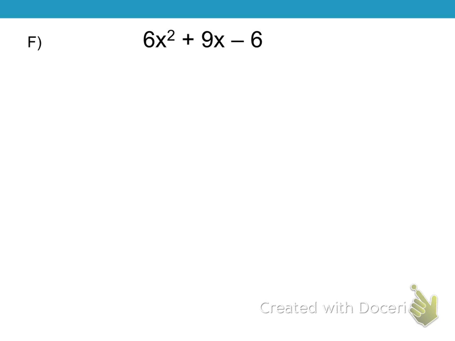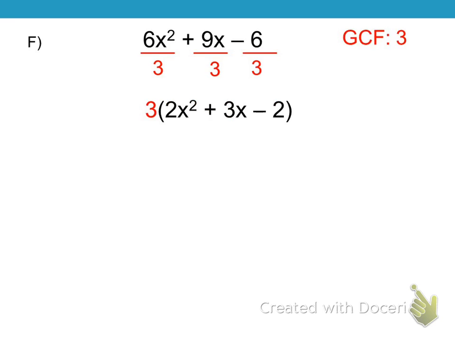Very good. There is a GCF here. It is 3. So we are going to have a 3 in the front. When you divide by 3, you end up with 2x squared plus 3x minus 2. I'm going to stop here and let you guys run with it. I'm going to give you about a minute. See if you can work through it.